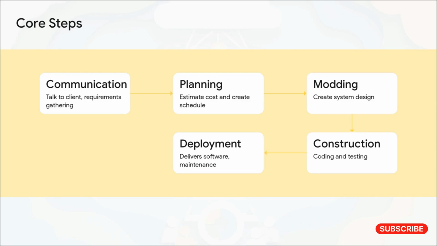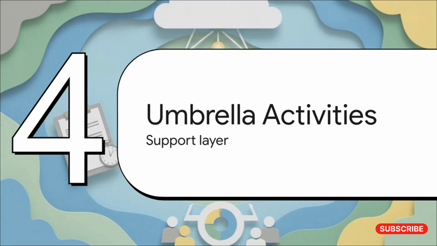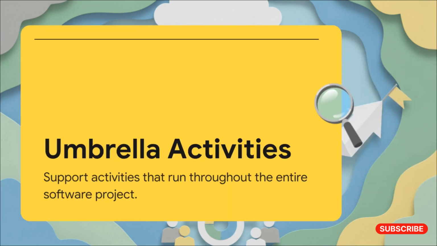Section 4, Supporting Umbrella Activities. Let's move to and see how this builds into the final piece of the puzzle, looking at the second layer of the process. Think of a literal umbrella here, protecting you from a massive downpour. That's exactly what these activities do. They hover over and protect all those core framework steps we just talked about.